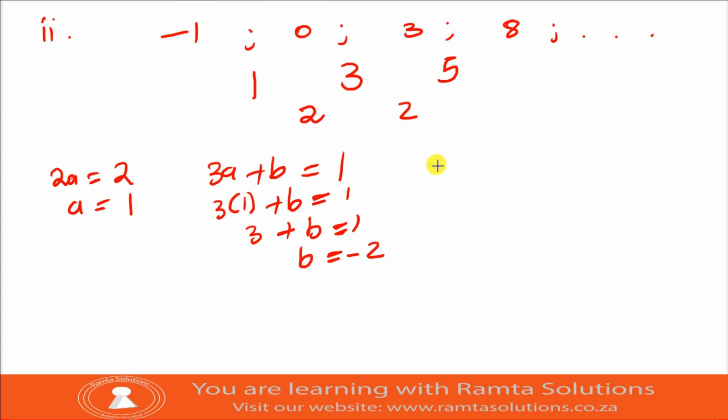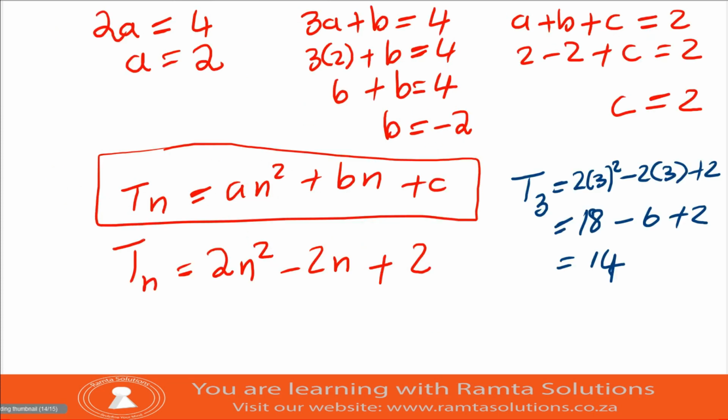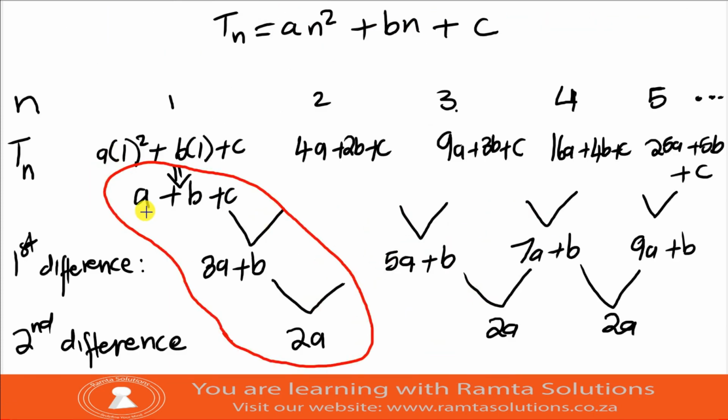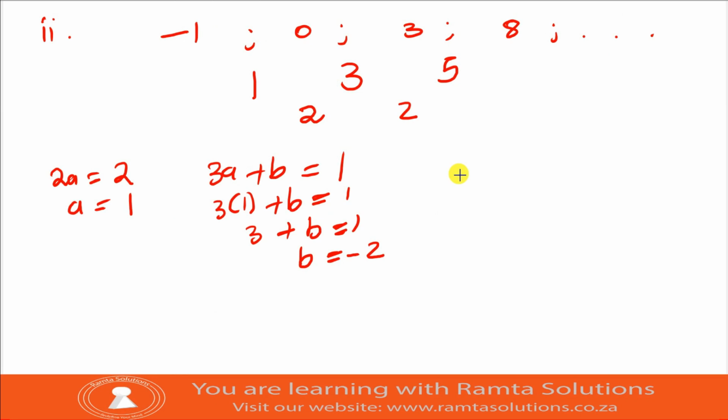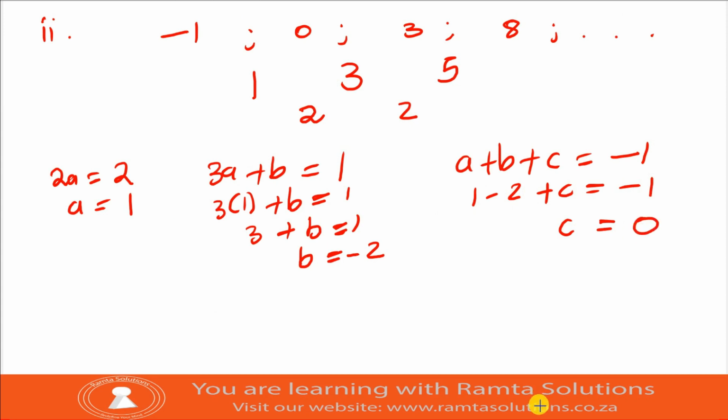Now, we go into the first term. The first term, we said it is a plus b plus c. I showed you how we got here. So T1 is a plus b plus c. So this is minus 1. So a plus b plus c equals minus 1. Now what do we say? We have A, we have our B. So this is 1 minus 2 plus C equals minus 1. Now, what do we have? C will be 0.